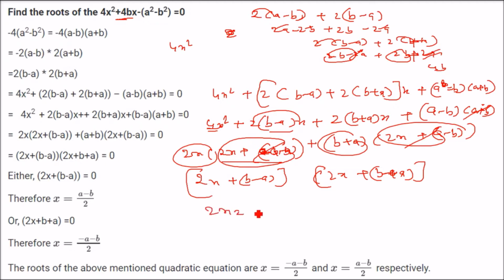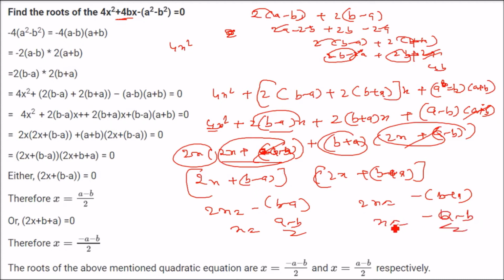From here you get 2x equal to minus b minus a. Here you get 2x equal to minus b plus a. X will be equal to, you can write it as a minus b by 2. And here you can write it as x equal to minus a minus b by 2. So these are the two solutions of this equation.